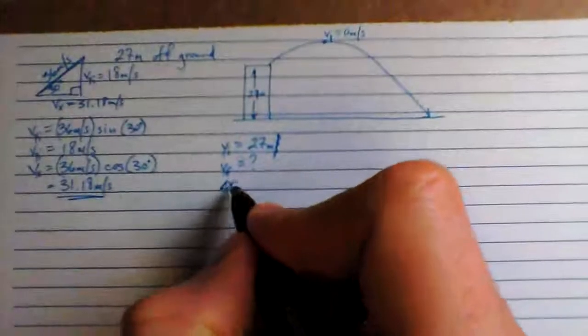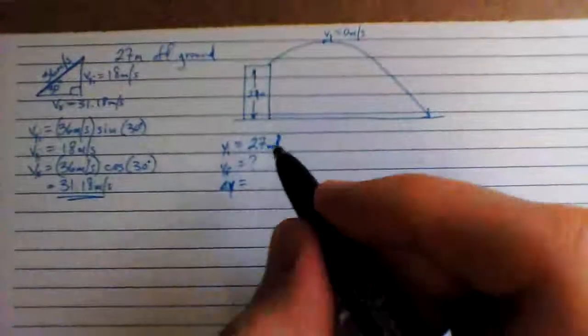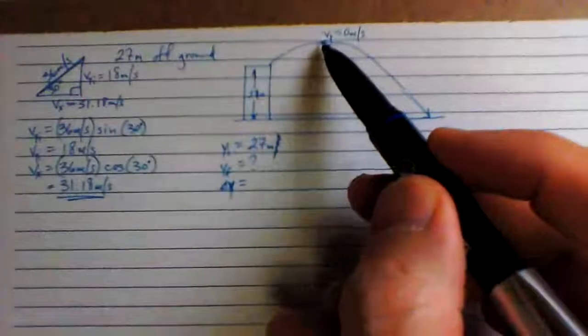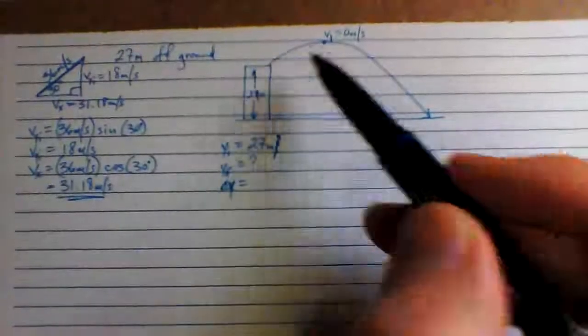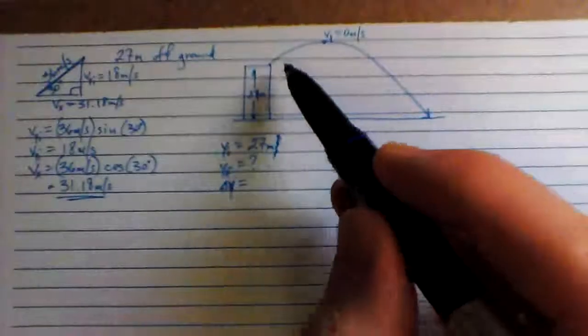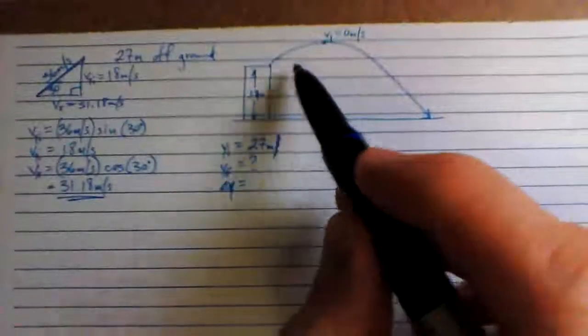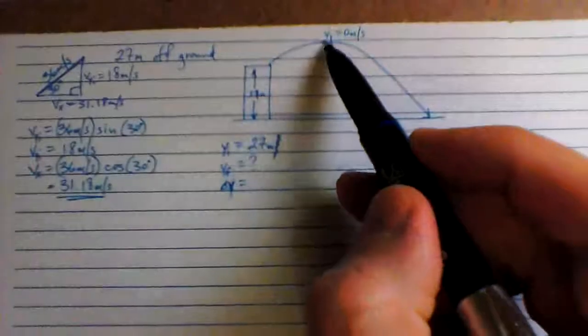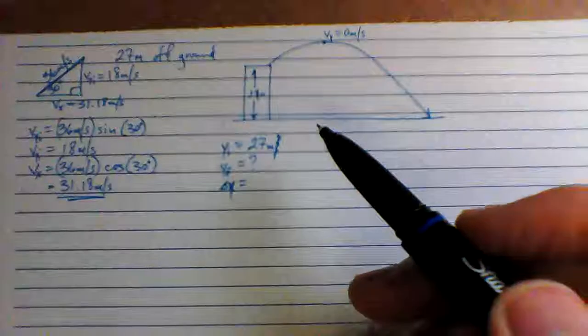Delta y in this case is equal to my final position minus my initial position. If it were going down and I were looking at the overall problem from here to here, I would have a negative value for delta y. But for this part, my delta y is going to be positive because I'm ending up here and starting here.